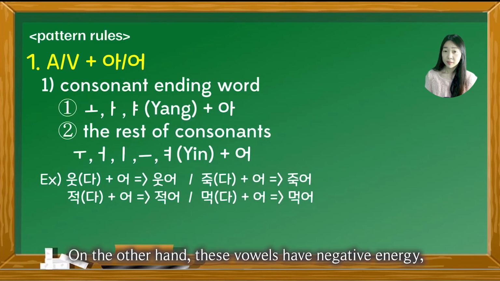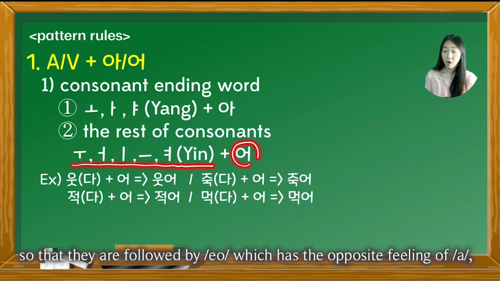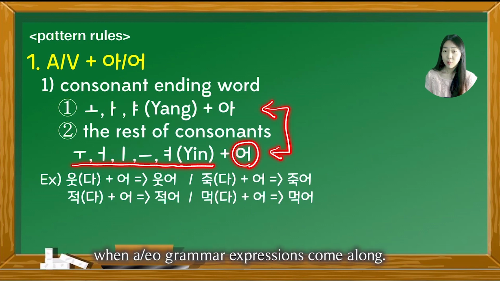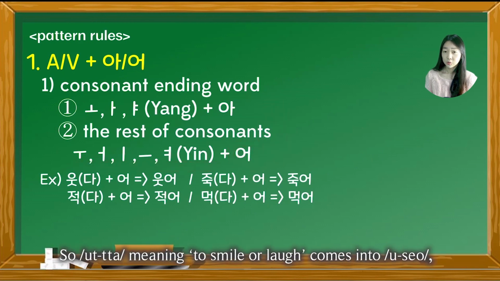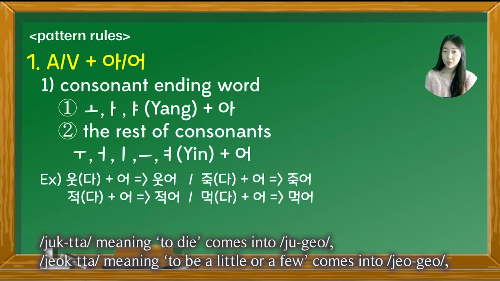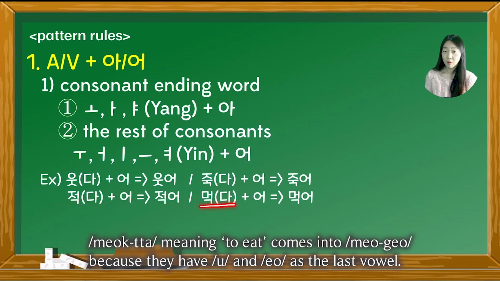On the other hand, these vowels have negative energy, so that they are followed by 어, which has the opposite feeling of 아, when 아/어 grammar expressions come along. So 웃다, meaning to smile or laugh, comes into 웃어. 죽다, meaning to die, comes into 죽어. 적다, meaning to be a little or a few, comes into 적어. 먹다, meaning to eat, comes into 먹어. Because they have 우 and 어 as the last vowel.